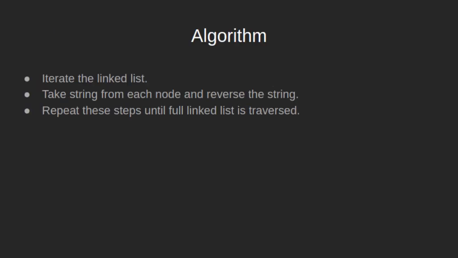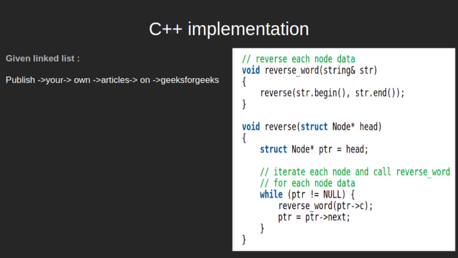Now, let's see the algorithm to solve this problem. Start iterating the linked list. During iteration, take a string from each node and reverse the string. Repeat these steps until the full linked list is traversed. Let's now see its C++ implementation and understand it using an example.